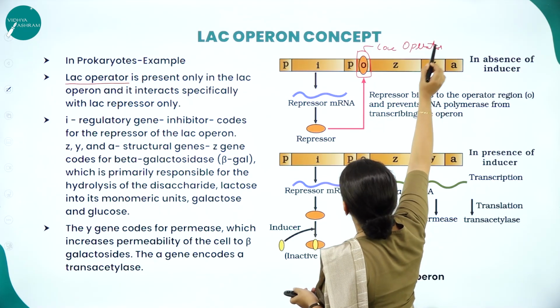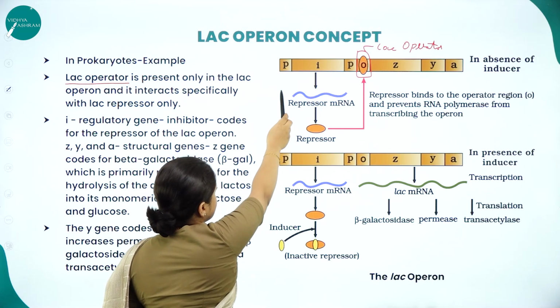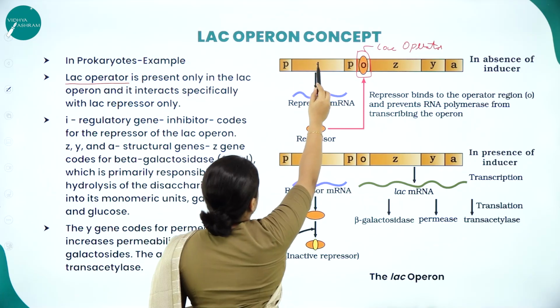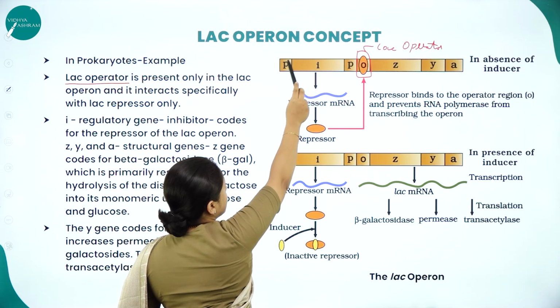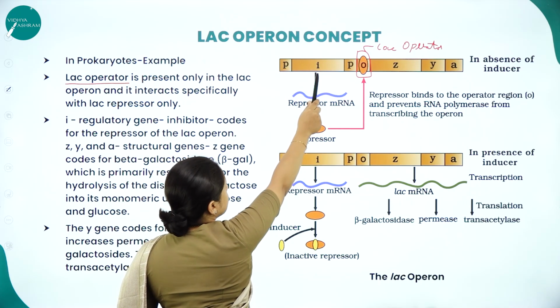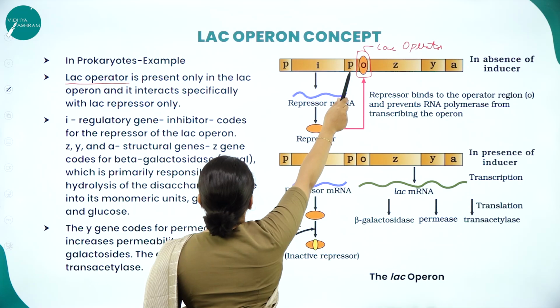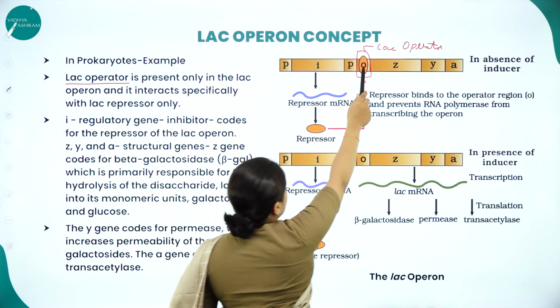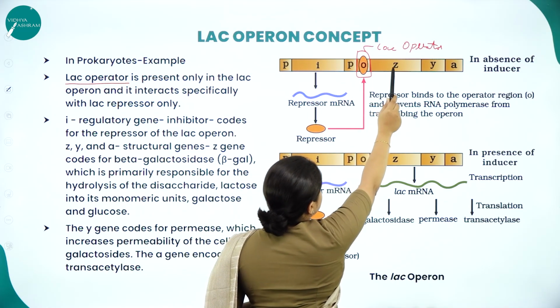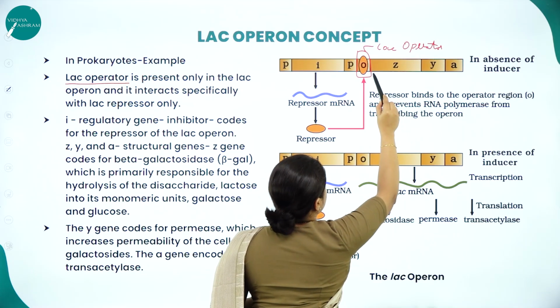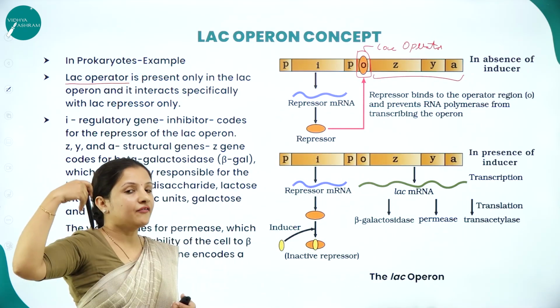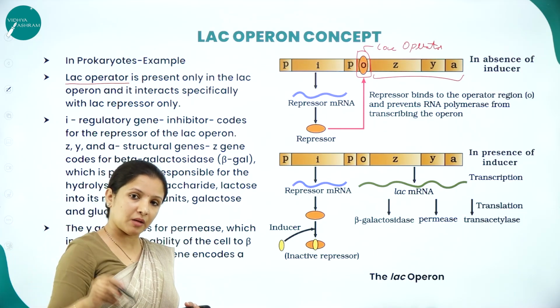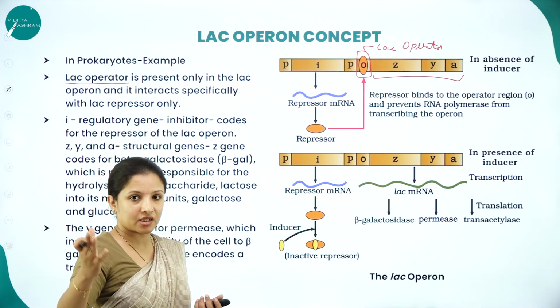If you can see here, there is the promoter site. The regulatory or inhibitor gene is present here. Then again the promoter region is present. Then comes the operator region. Then Z, Y and A are entirely structural genes. After a stretch of structural genes, there might again be an operator region.